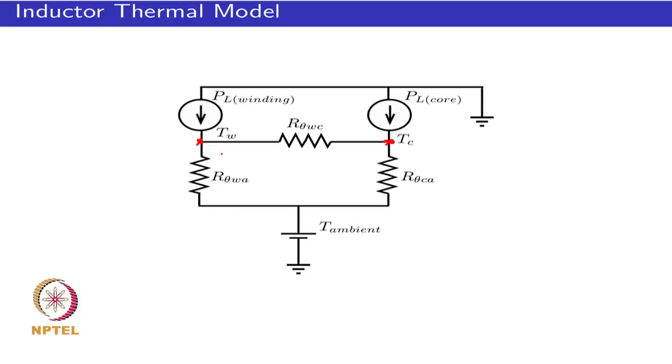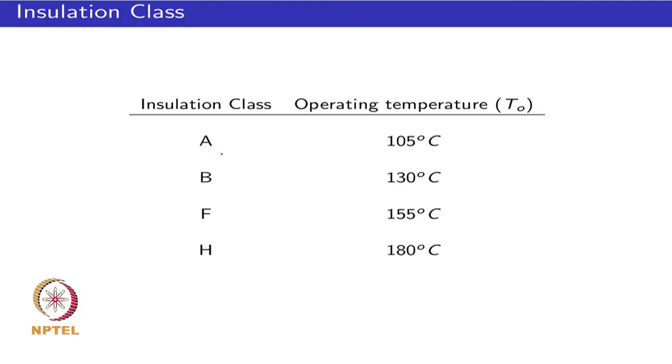So, the question is, what would be the implications of these temperatures on the life of the inductor? And essentially, if you look at the inductor, the insulation class of a given inductor is specified in terms of the temperature at which it can operate. So, class A insulation would operate at 105 degrees centigrade or below. Class B would correspond to 130, class F 155, class H 180. You have actually many newer classes of insulation for which you could conduct tests to evaluate what would be the temperature level at which you could operate.